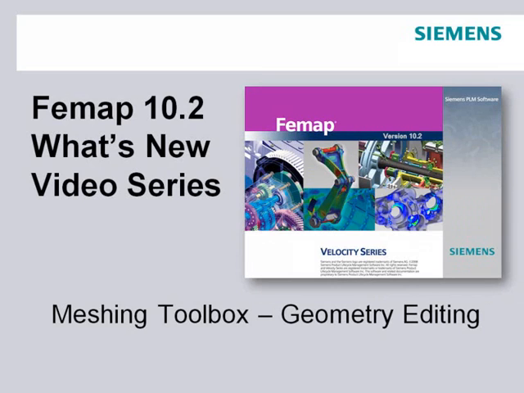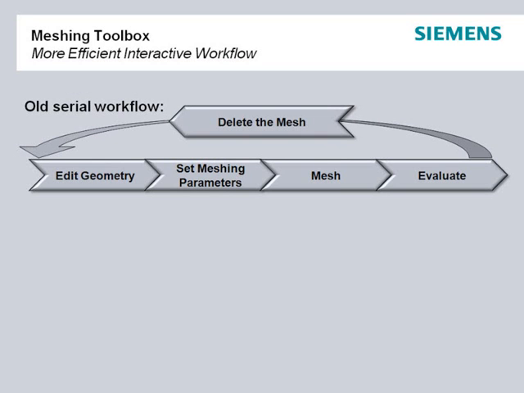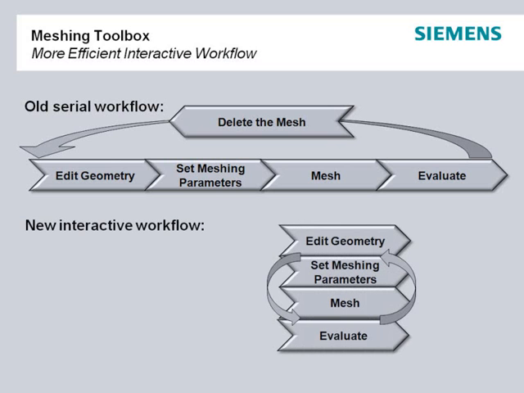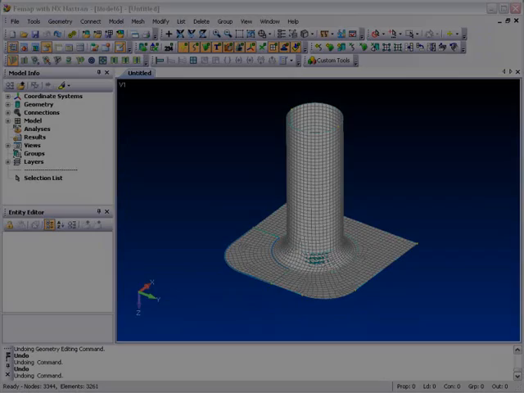In this video we'll be looking at the new Meshing Toolbox geometry editing tools. The unique features of FEMAP's Meshing Toolbox are that all of the tools are interactive and can be used interoperably, which makes the process of preparing and creating the finite element model much faster and easier. Here we'll look at the geometry editing toolbox and see how it can be used with some of the other tools to modify and improve the finite element model.